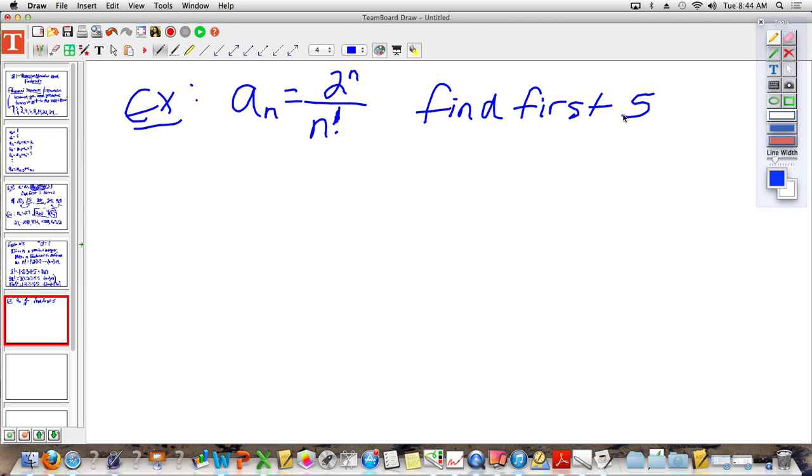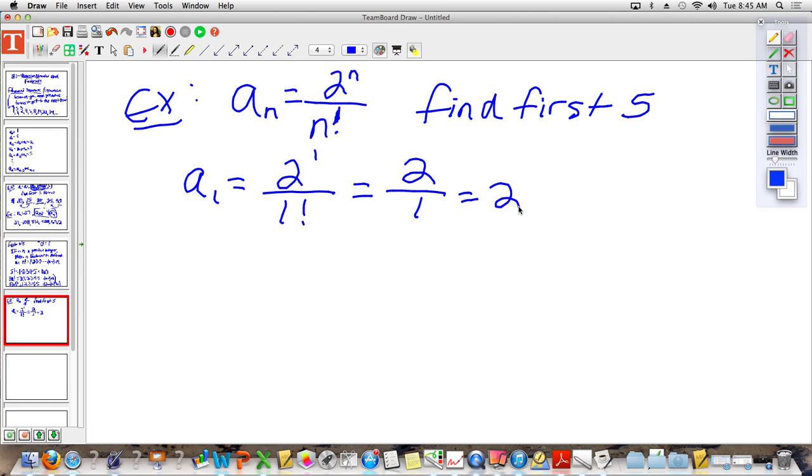Find the first 5 terms. So that means you need to find term 1, term 2, term 3, term 4, and term 5. So what is the first term? First term is going to be 2 to the power of 1 over 1 factorial. So what is 2 to the power of 1? It is 2 divided by 1 factorial. Well, 1 factorial is 1. What is 2 over 1?